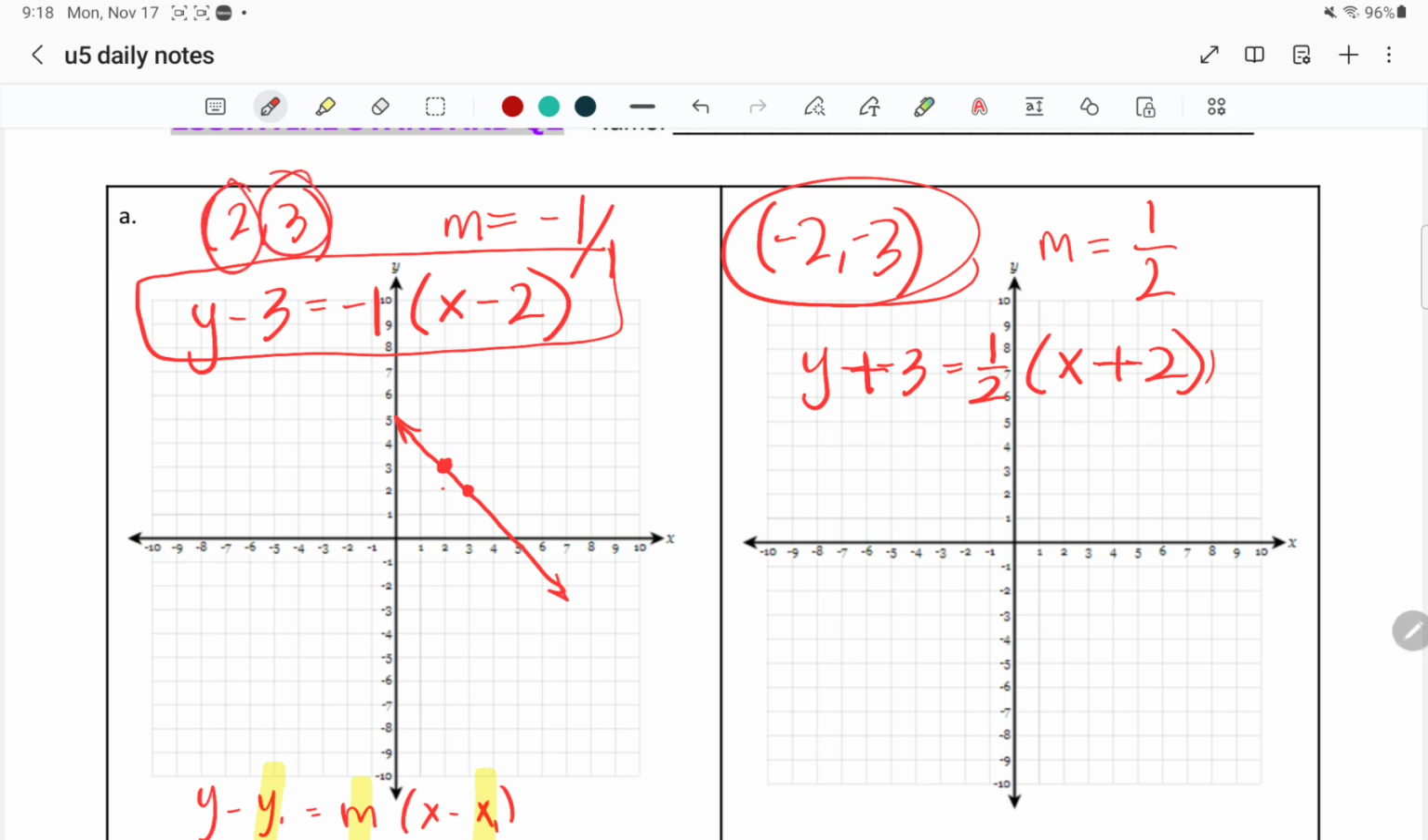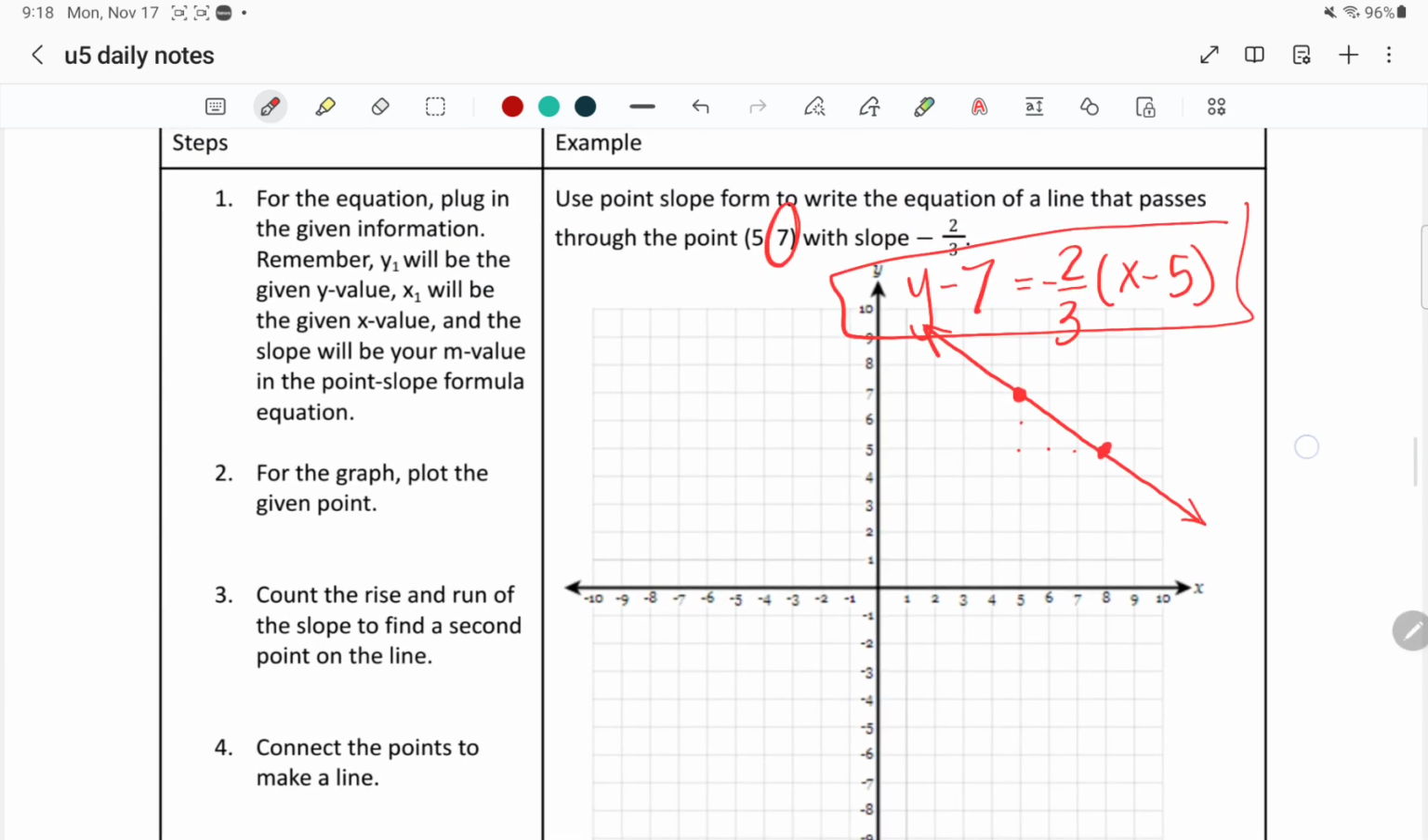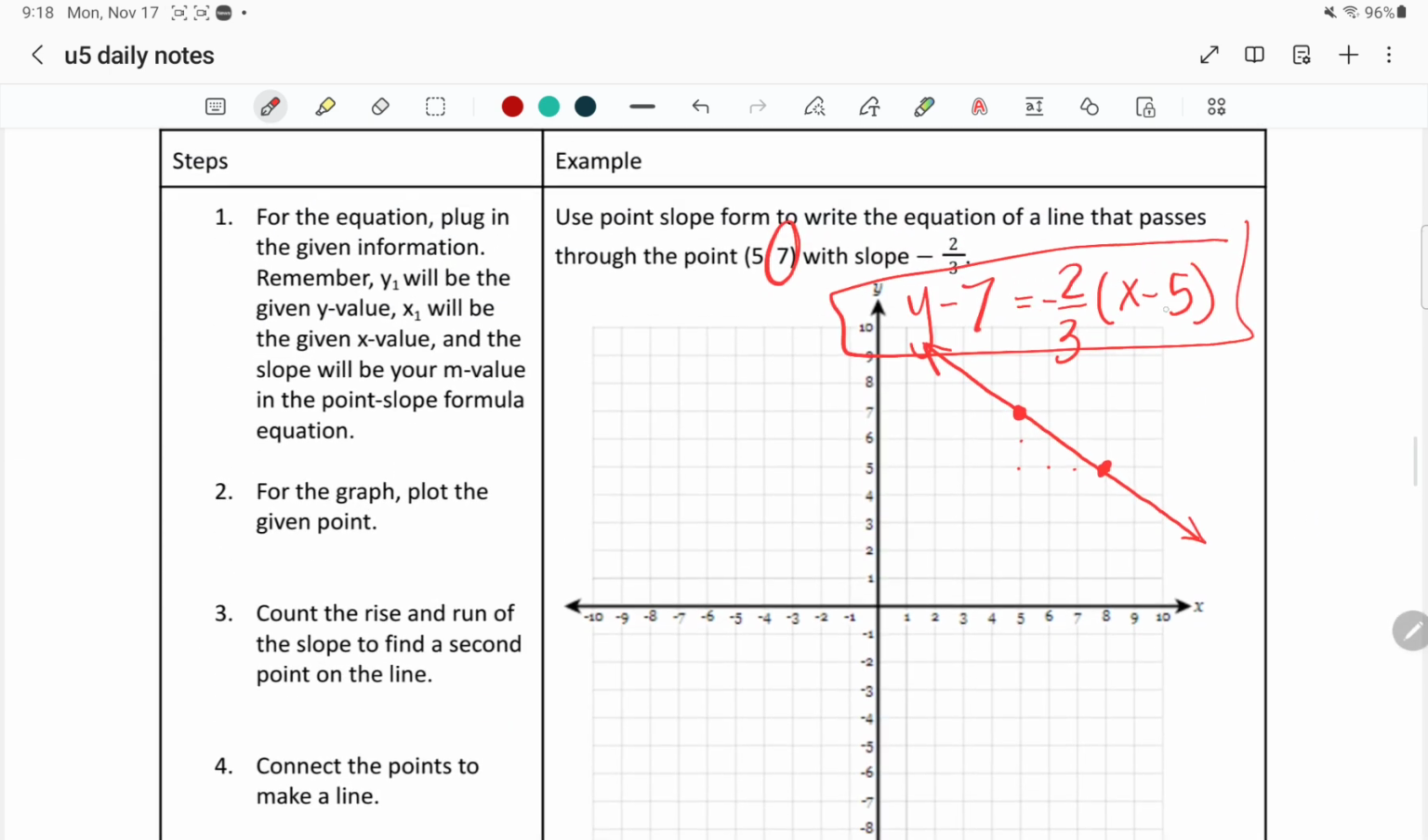I have a +2 and a +3. That became a -3 and a -2. That is always going to happen. So if you want to triple check your negatives, triple check your equations, make sure your points are always opposite to what they look like in your equation, right? -2, -3 became +3 and +2. +5 became -5. +7 became -7.